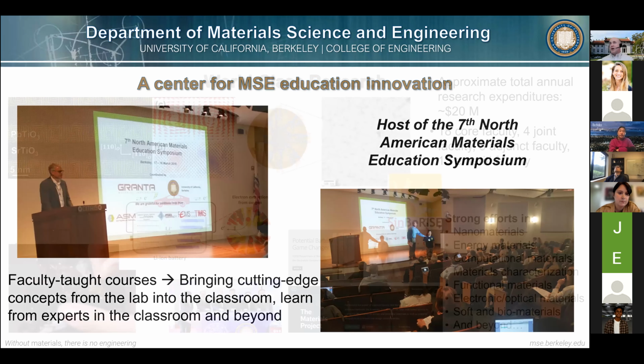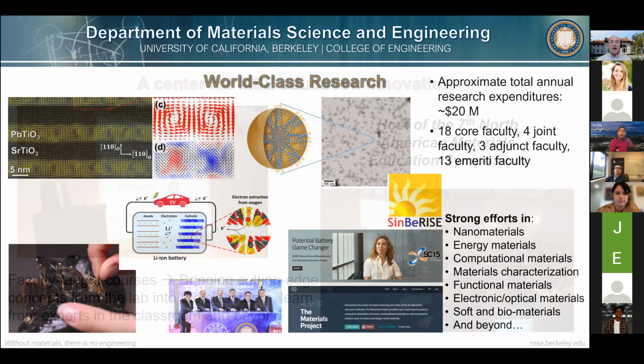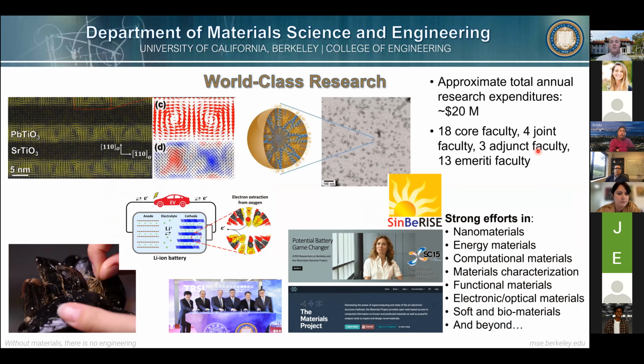Now, we couldn't talk about coming to Berkeley without saying something about the world-class research. In our department, we have just a huge range of things going on. Something approaching about $20 million of annual research expenditures across the faculty, and very strong efforts in a whole slew of different areas. So pretty much anything that you're interested in, we probably have somebody or connections with people who can do these sorts of things, and we can get you to the right people if you're interested in doing research.